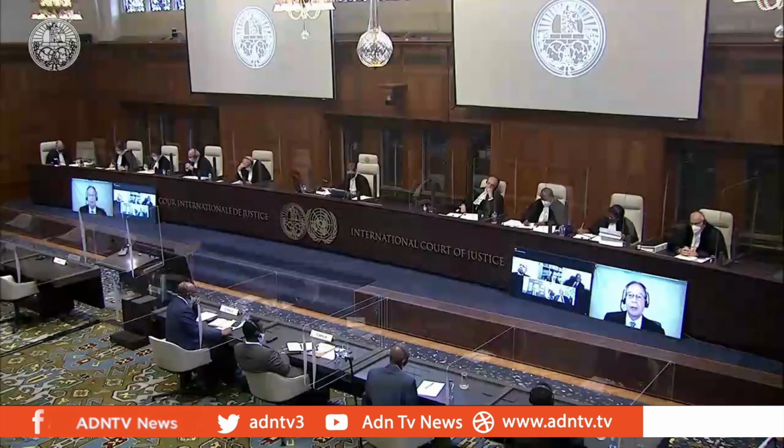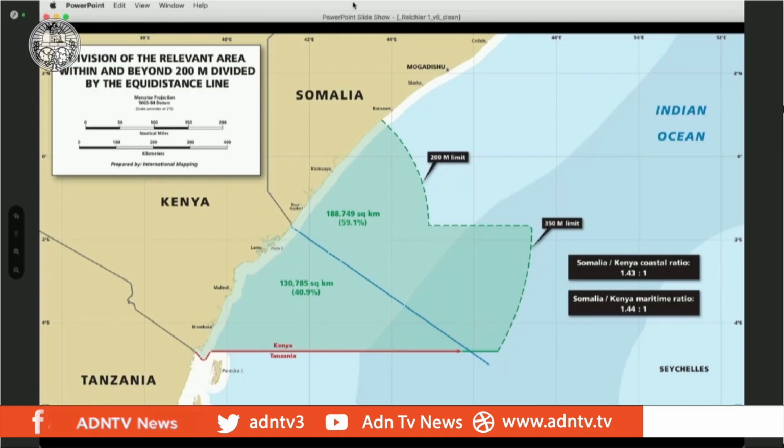He went on to show how the proportions of the two nations' coastlines are used to determine where international law should draw the boundaries. This is a ratio of 1.44 to 1 in favor of Somalia. This is almost identical to the ratio of the parties' coastal lengths, which is 1.43 to 1 in favor of Somalia. The equidistance line thus passes the court's disproportionality test. There is no disproportionality here, let alone the kind of significant or gross disproportionality that would justify an adjustment of the equidistance line.